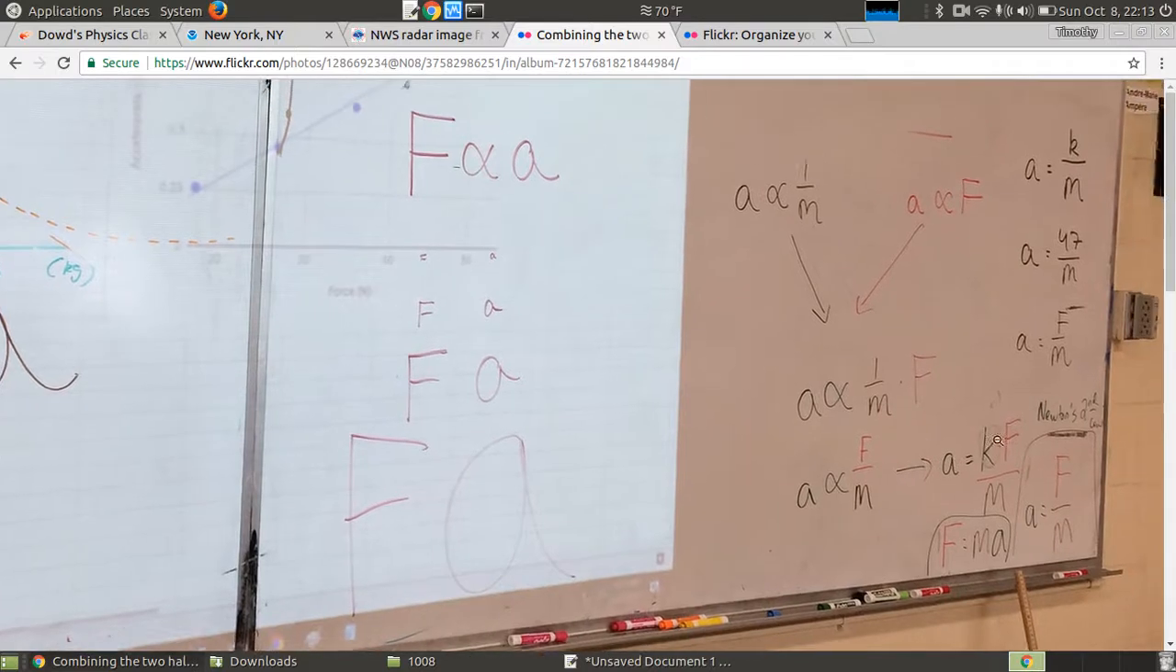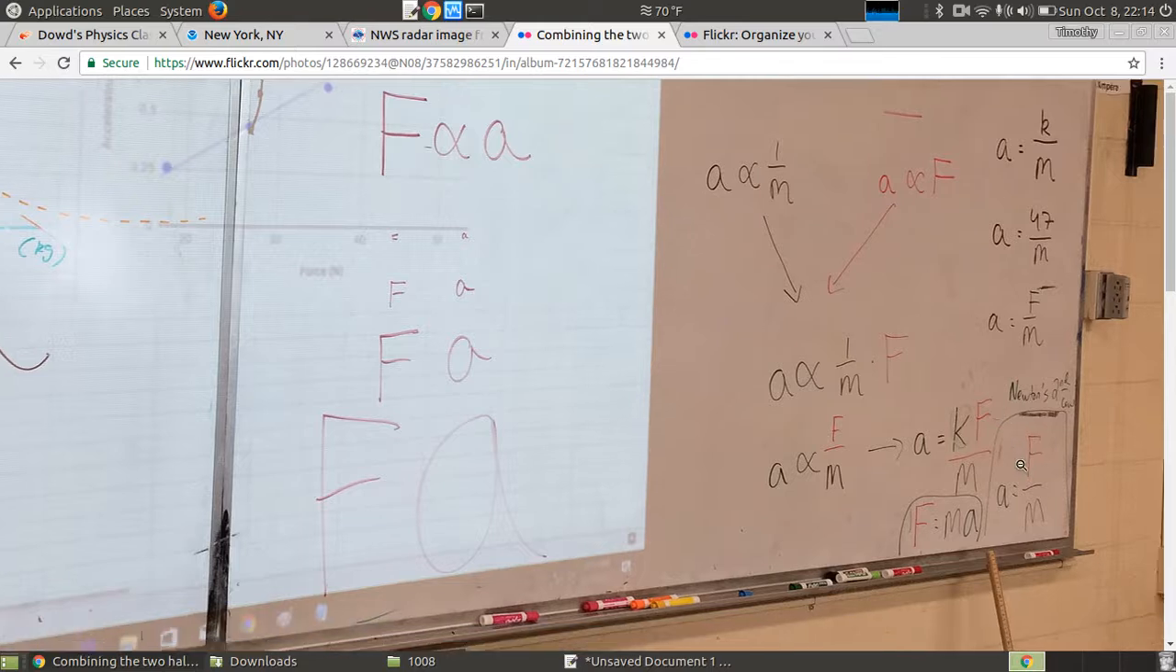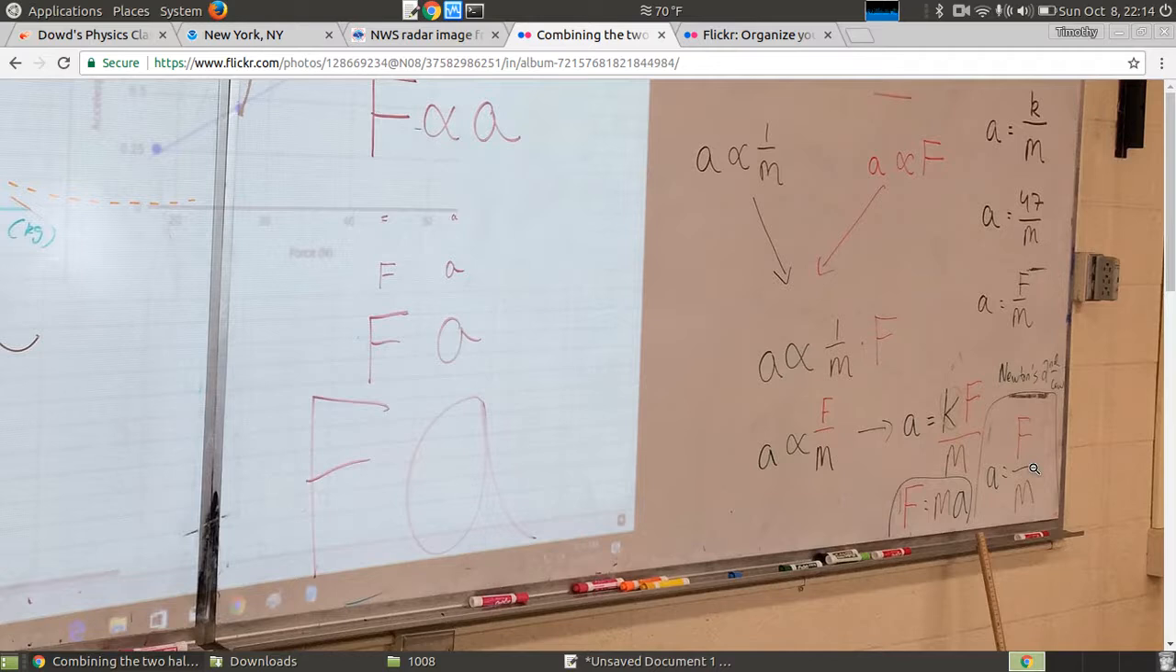We change a proportionality to an equality by saying that there's some number k times F over m that must equal a. And there's data that can be collected, which we do in the college level classes, that shows that k is just equal to 1. And that leaves us with acceleration is equal to force divided by mass.